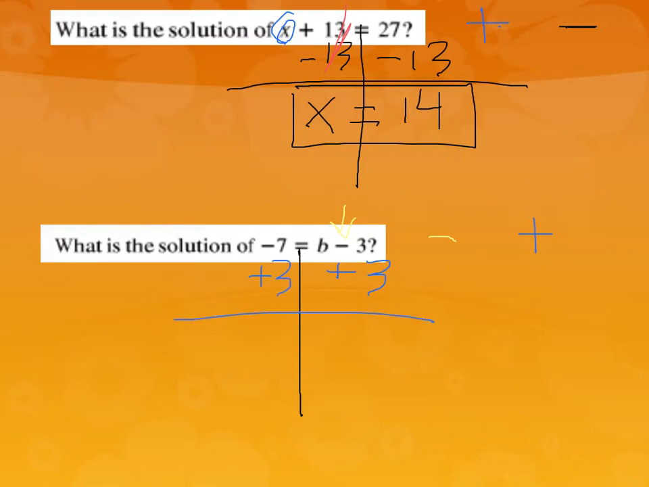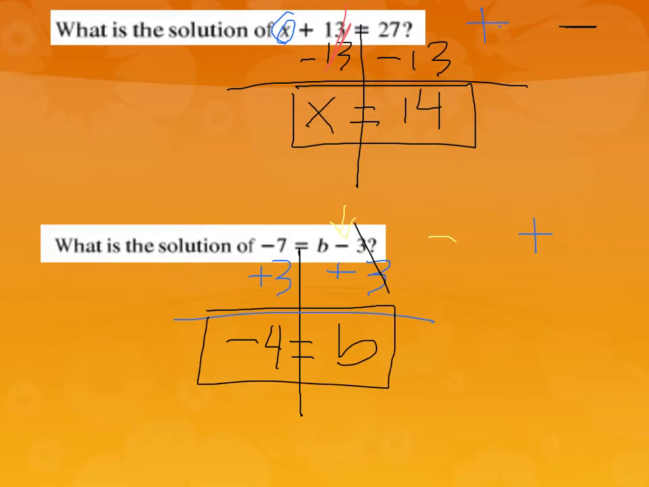On the left-hand side, negative 7 plus 3 would give me a negative 4. And on the right-hand side, negative 3 plus 3, those will cancel out, and I'll just have b. If for some reason you ever have a number still with your variable, something went wrong and you should try to solve the problem again. Otherwise, this would be my final answer. B is equal to negative 4.